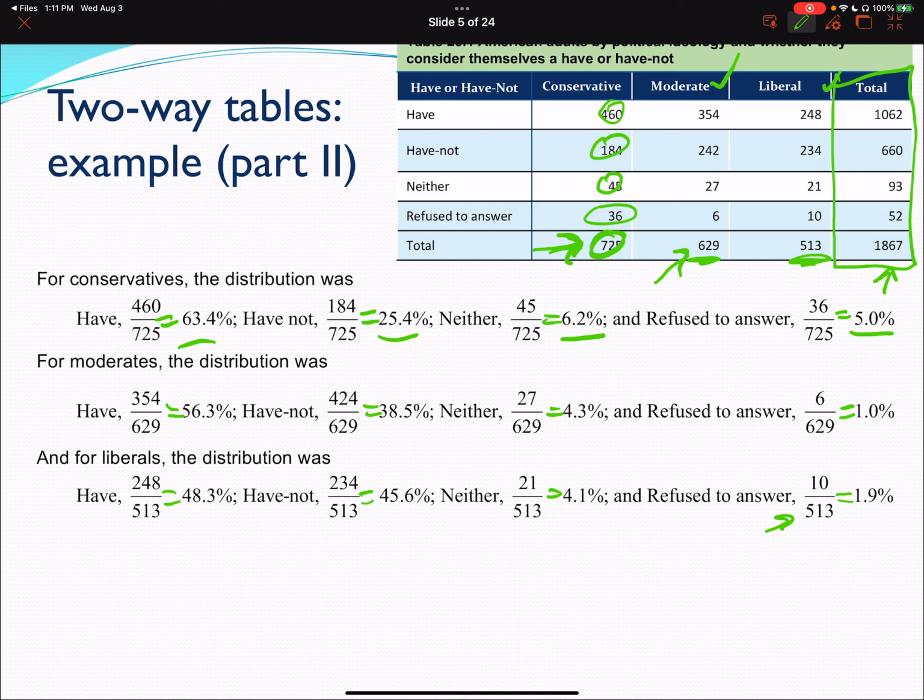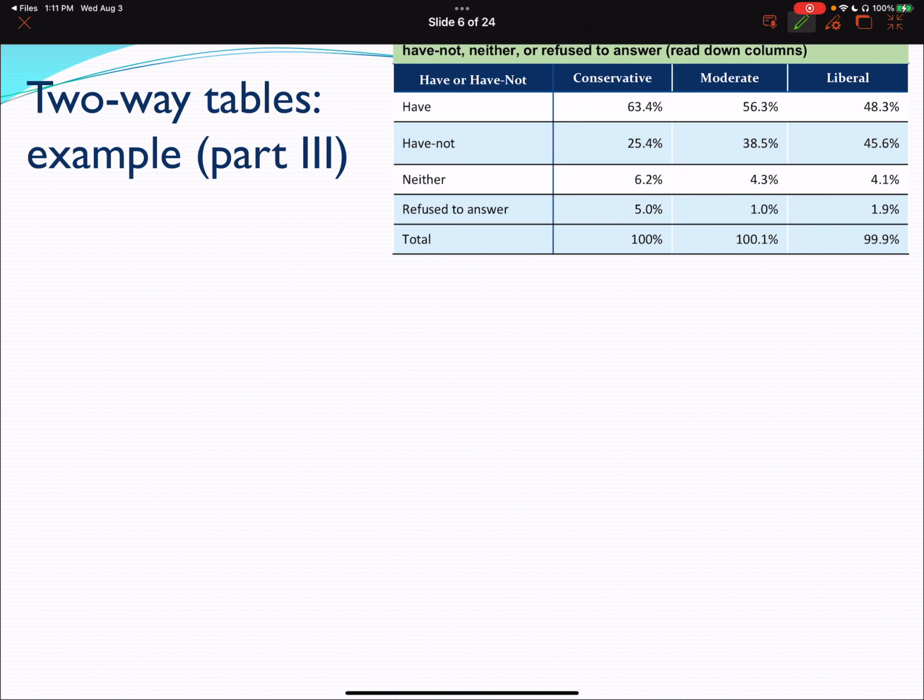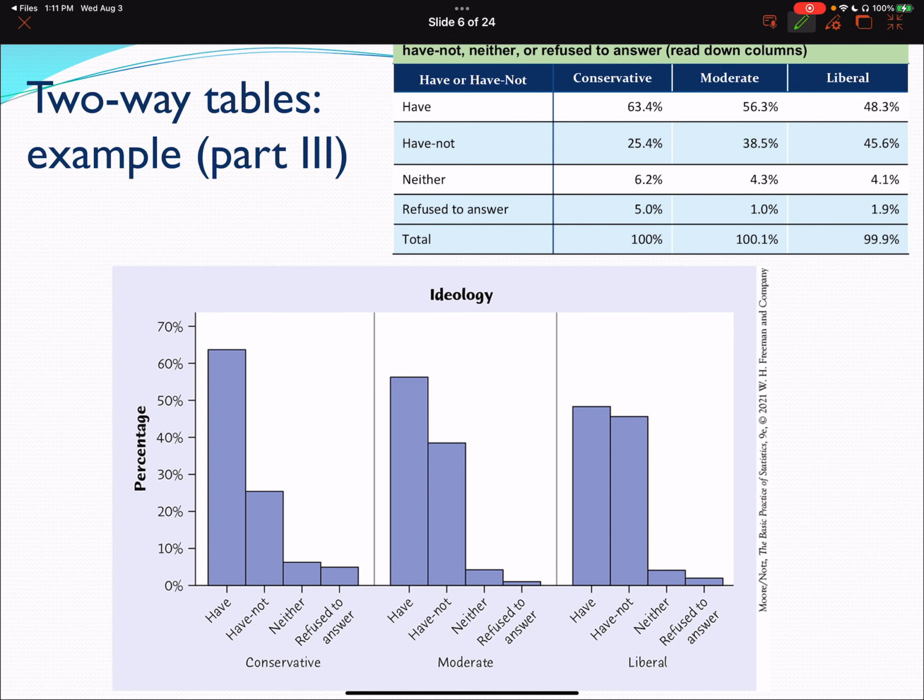So for part B, I want to go ahead and make an appropriate graph of this information. So let's look at the graph. Here I have conservatives, moderates, and liberals. Based on these distributions, is there enough evidence to support that they're really different? That the distribution of their considering themselves have or have-nots is different by political ideology? And just from looking at this, I'd say no, right? They all follow a very similar left-skewed shape.